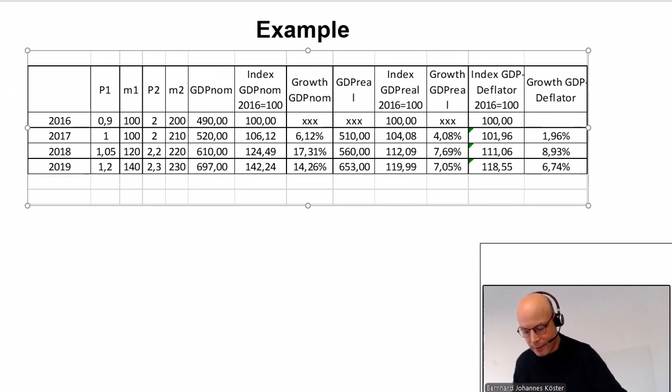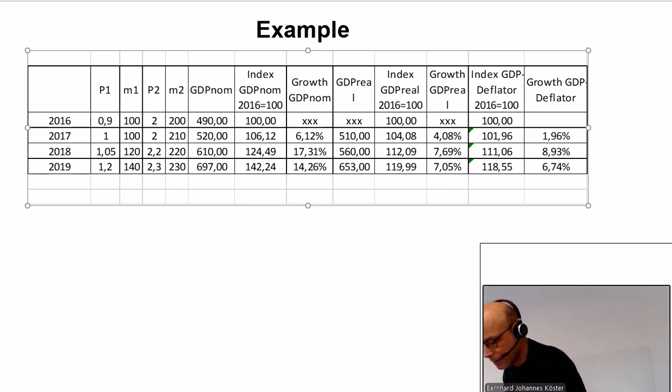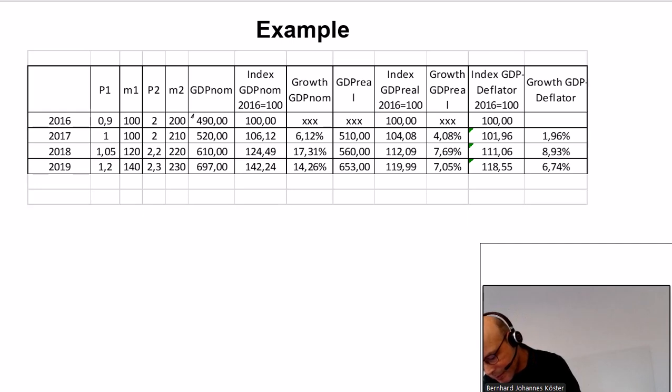But so that you can also recapitulate this, I will just write down, not every cell, but some cells, so that when you have a look later on, you can see how we got these numbers. So let's start with this one. This would be again 0.9, I will upload it, plus 2 times 200 is our 490.